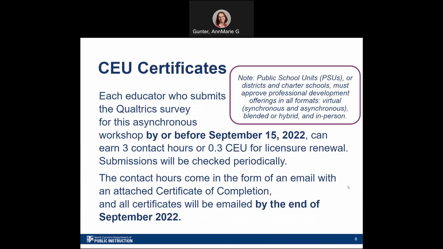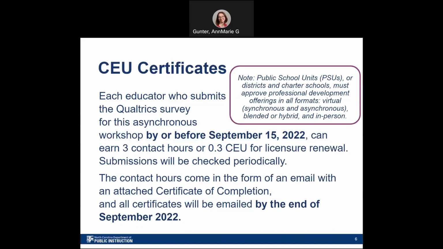Let's talk about completing our asynchronous workshop. Every educator who completes a workshop and submits their Qualtrics survey by or before September 15th, 2022 can earn 3 contact hours or 0.3 CEU for licensure renewal. Submissions are checked periodically, and the contact hours will come in the form of an email with an attached certificate of completion. We anticipate having all certificates emailed by the end of September 2022.